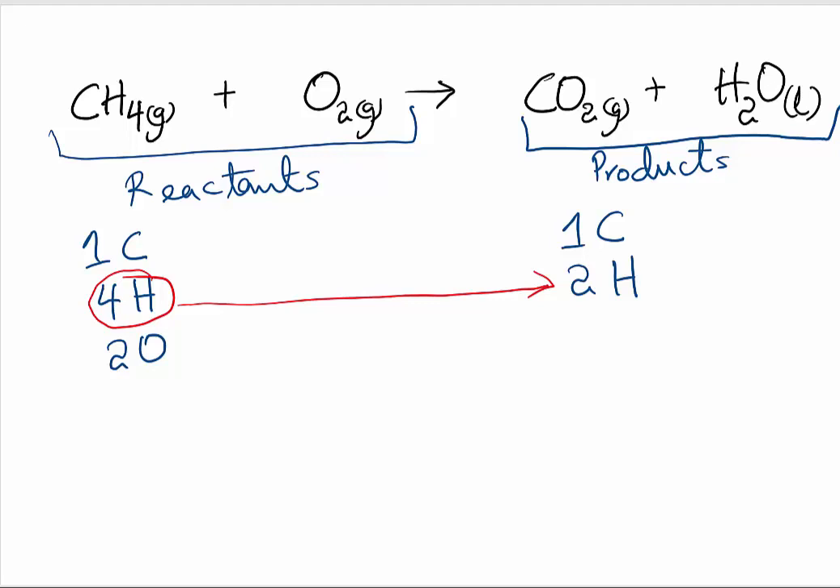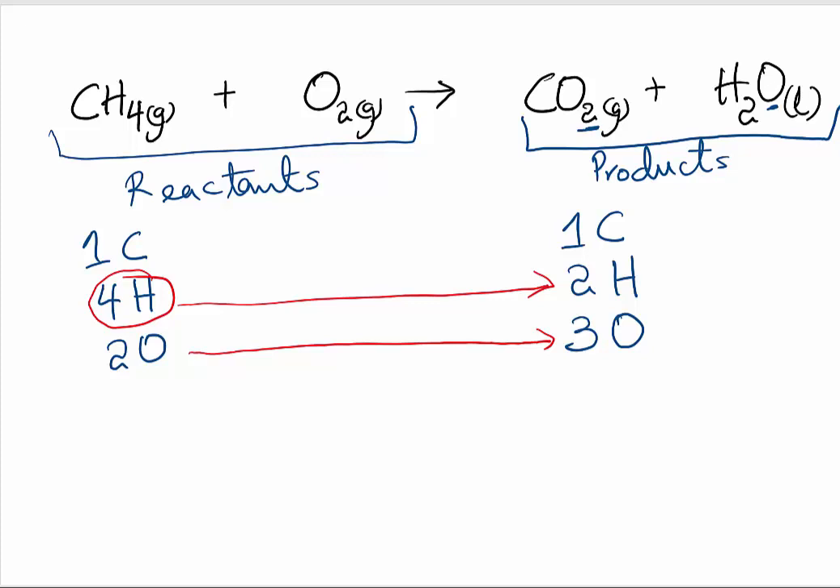Also, on the product side, we have 2 plus 1 oxygen, which means we have a total of 3 oxygen atoms on the product side. And again, that does not obey the law of conservation of mass. Because we began with 2 oxygen, we are now ending with 3 oxygen. That means we have created an additional atom of oxygen.